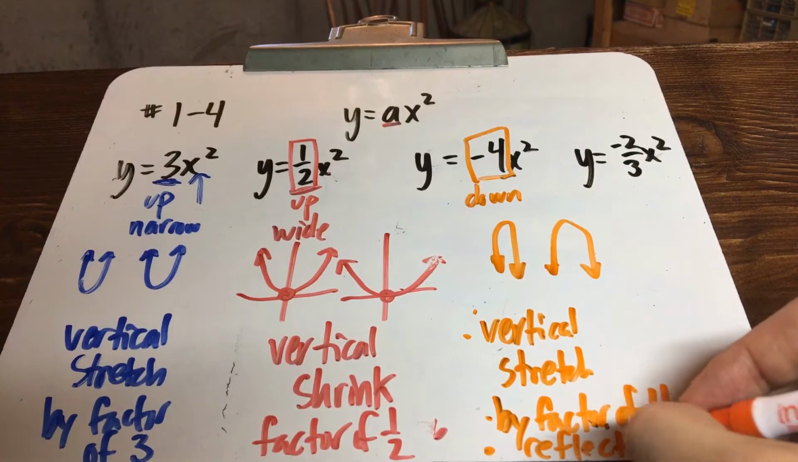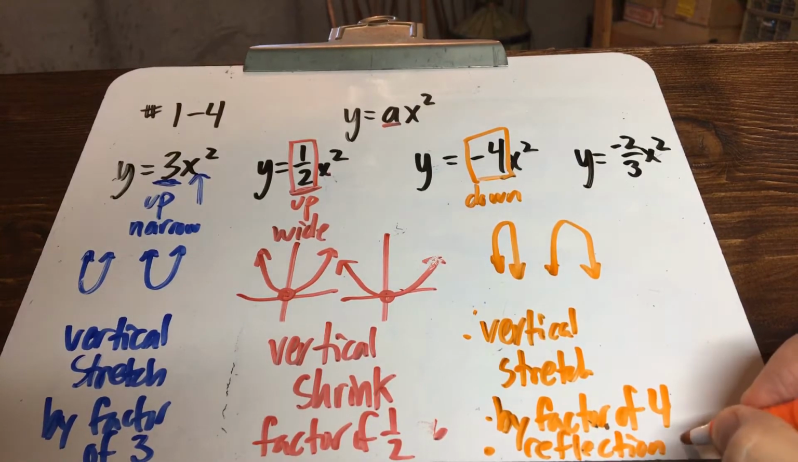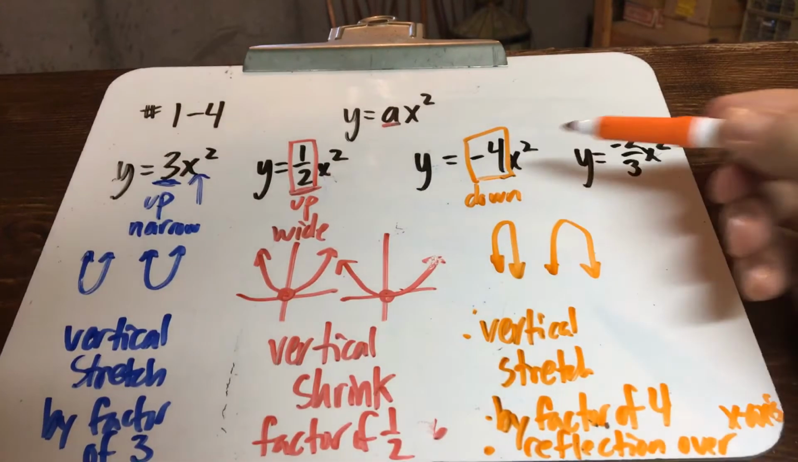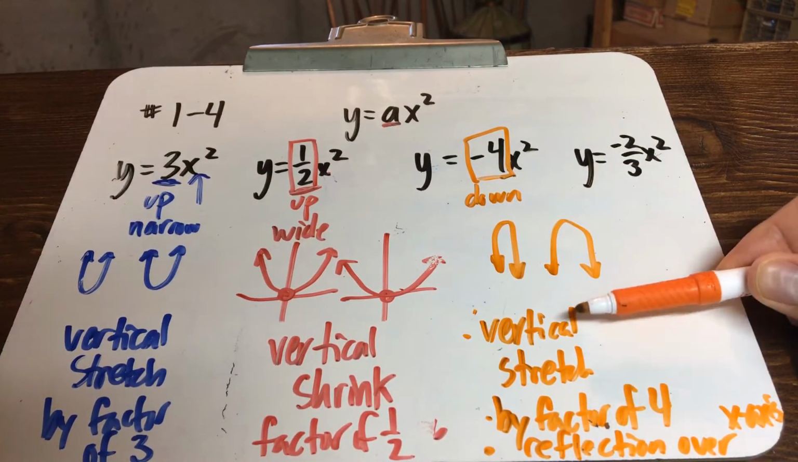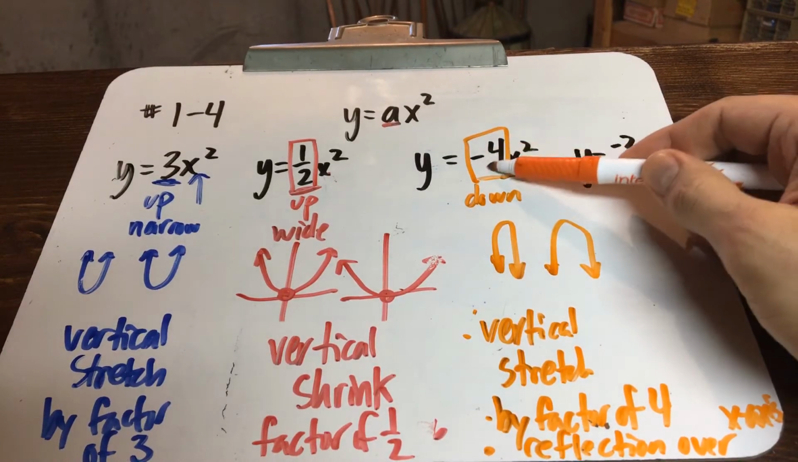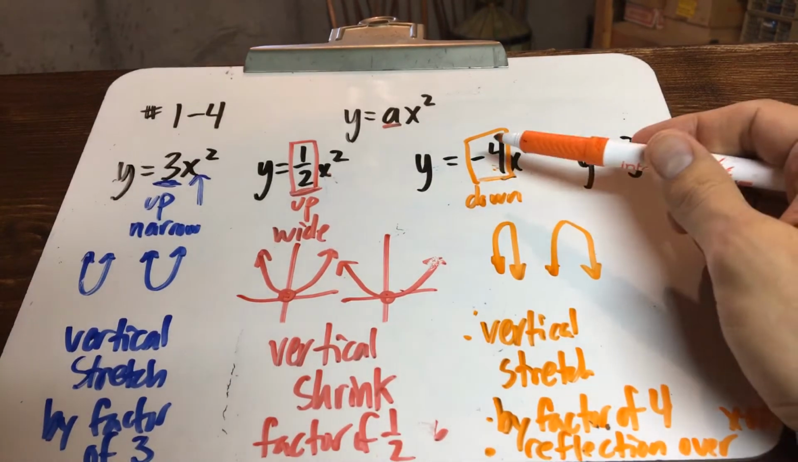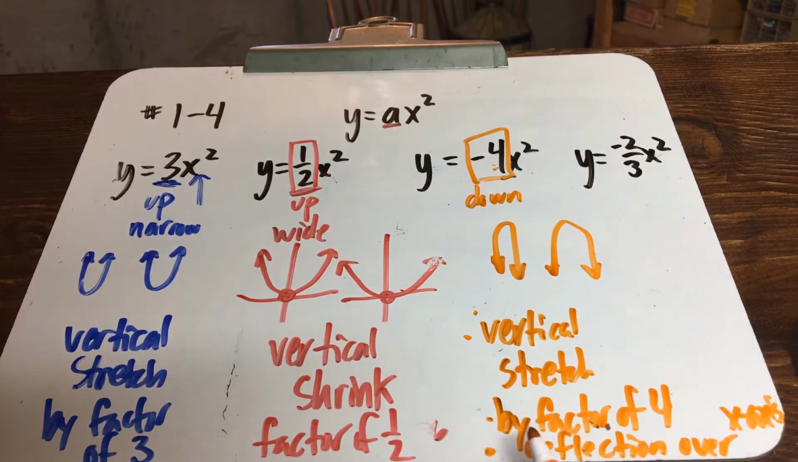So these negatives have 3 answers. Reflection over the x-axis, and I'm out of room. But I'm just going to squeeze it in. So these that have a negative at the beginning, they're going to be, in this case, a vertical stretch, because this number was bigger than 1, or had an absolute value bigger than 1, by a factor of 4, and then the negative tells you it's a reflection, right? Anytime it has a negative, you have to put reflection over the x-axis.